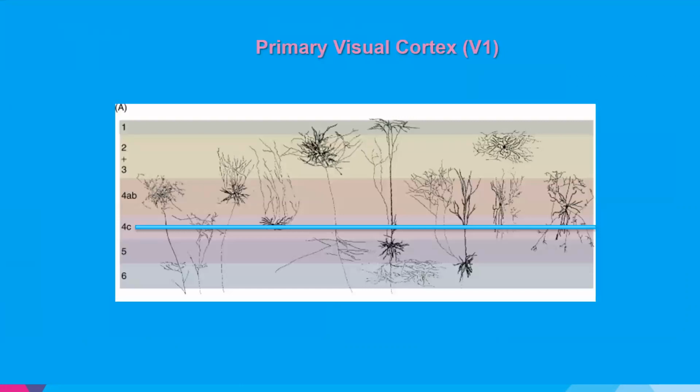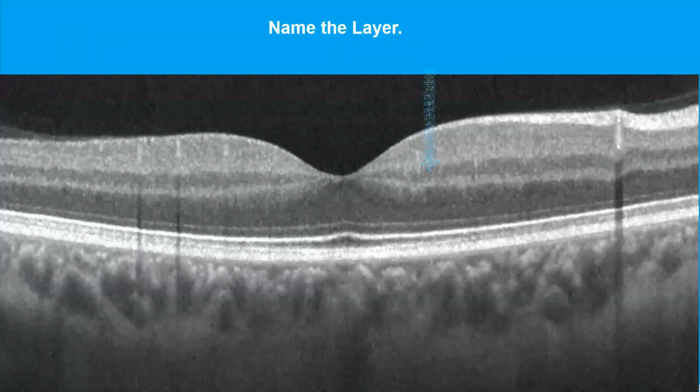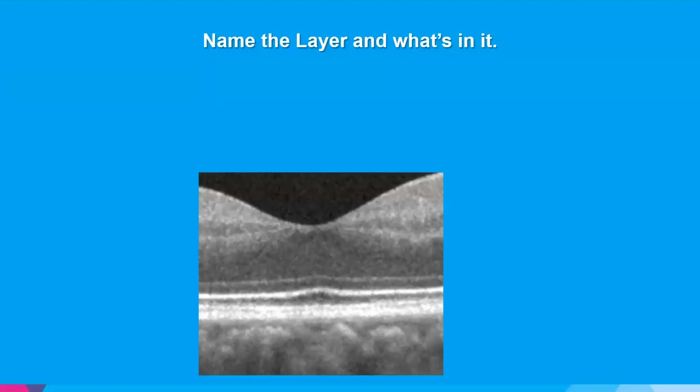Okay, back to the primary visual cortex. Back to this one. Tell me what that layer is. 4C beta. You got it, which is, again, just really fast. What is the pathway that terminates there? Parvocellular pathway. You got it. Red, green, everything. You understood. Name the layer. What's that one? That is the inner nuclear layer. Internuclear layer. Perfect.